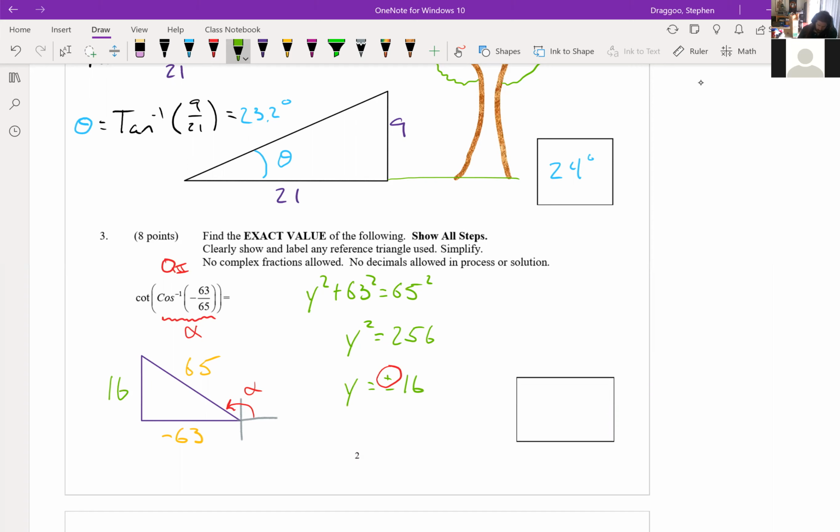Finally, we need the cotangent of alpha. So putting together what we have, cotangent is adjacent over opposite. So negative 63 over 16. That would be our final answer.